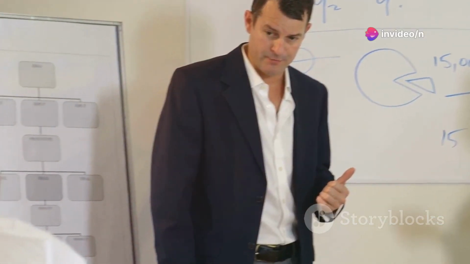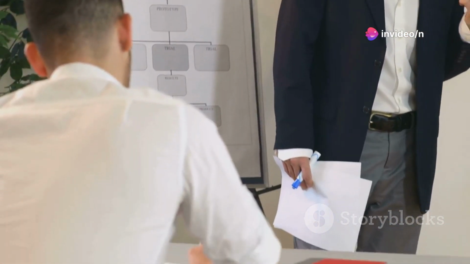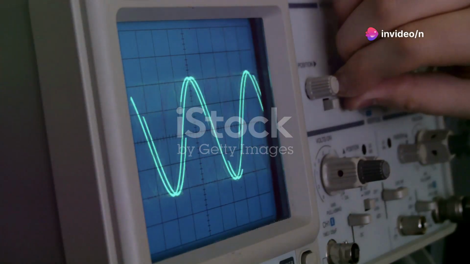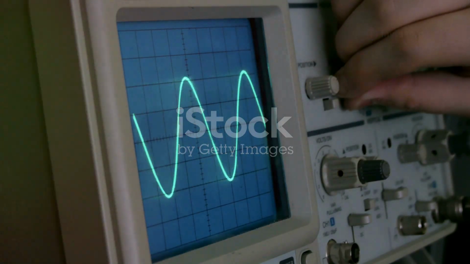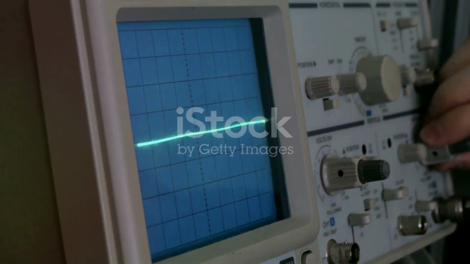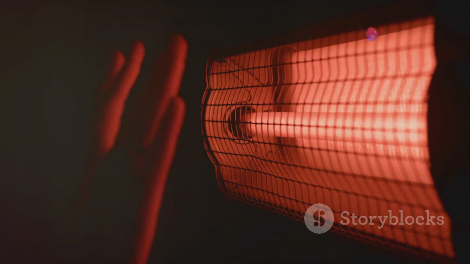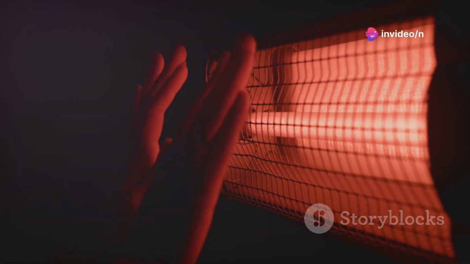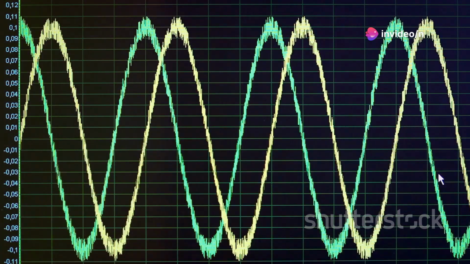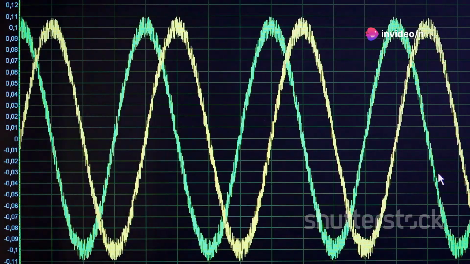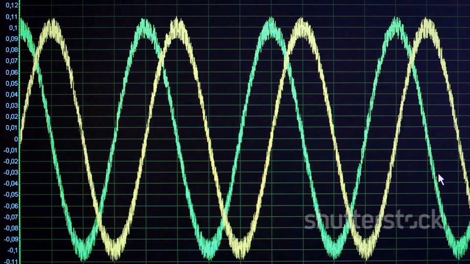Before we dive deeper, let's define what we mean by RMS voltage and current. RMS voltage. Imagine an AC voltage that varies over time, like a wave going up and down. The RMS voltage is the equivalent DC voltage that would produce the same amount of heat in a resistor. It's like finding the average voltage that has the same heating effect as the fluctuating AC voltage.